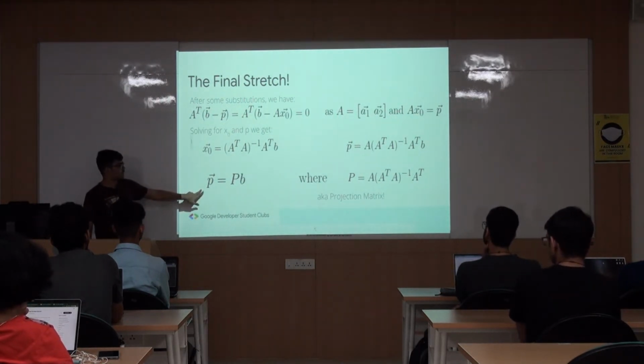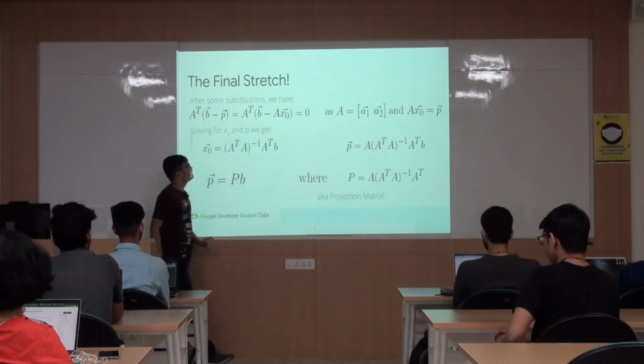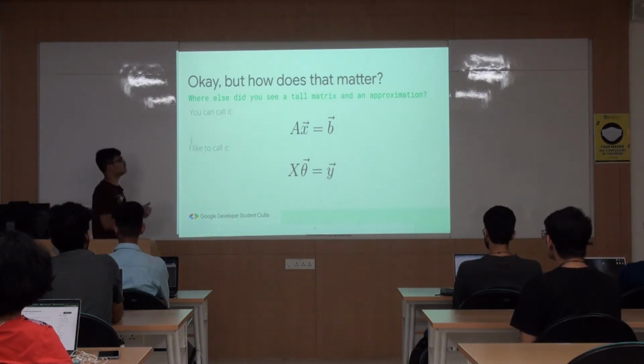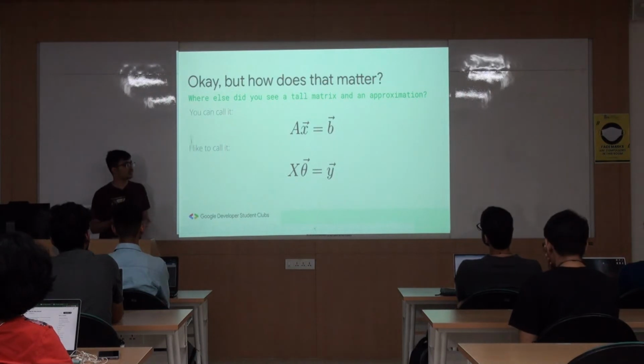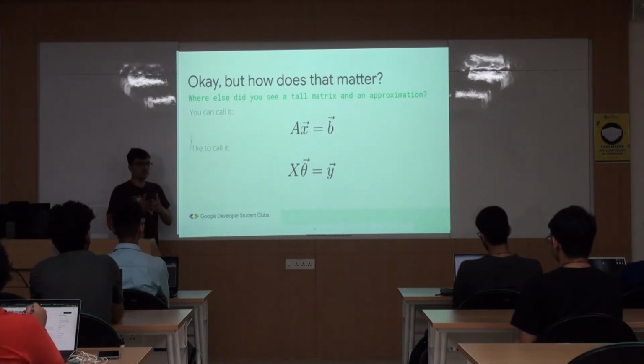That's what I have written over here, and that's what you can see over here also. Fine. That's that. Now, we'll see why we are talking about these tall matrices, Ax equal to B and stuff. If you remember, we get our data in the form of multiple data points and labels.